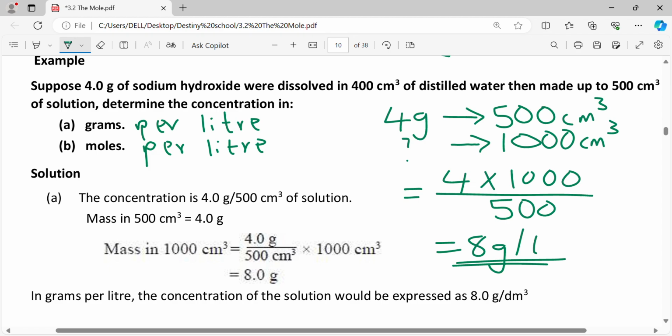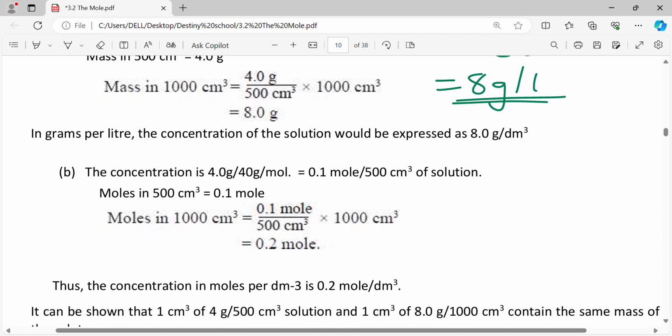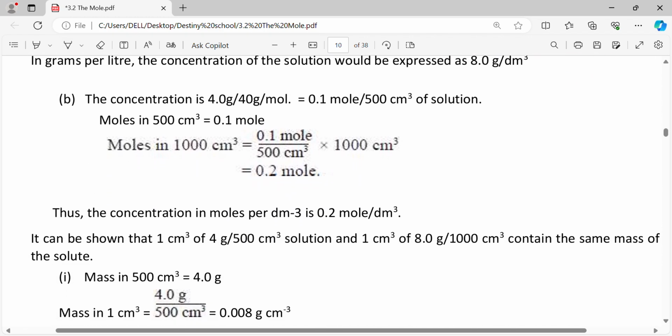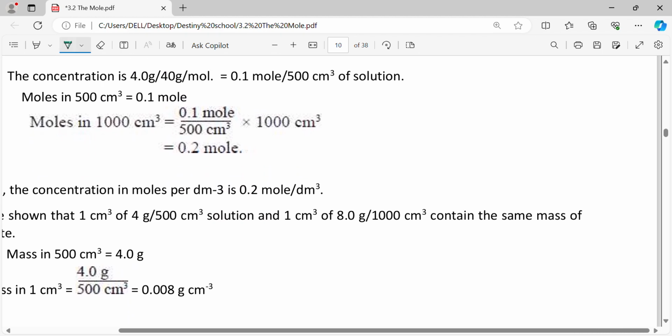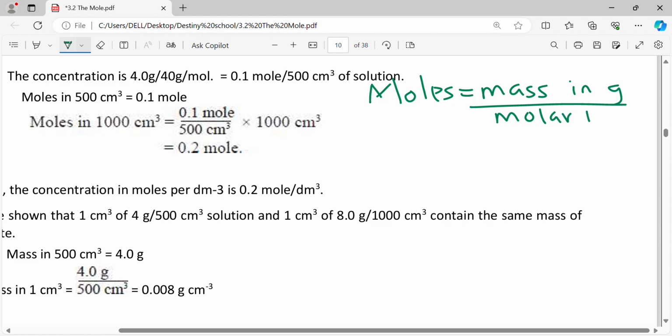Okay, what about the moles? Let's now do the one for moles per liter. So what about moles per liter? For moles per liter, we need to find the moles. So we have the formula. Remember that moles is equal to mass in grams over molar mass.